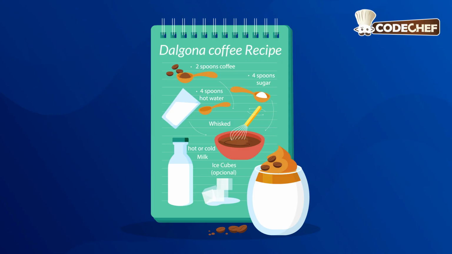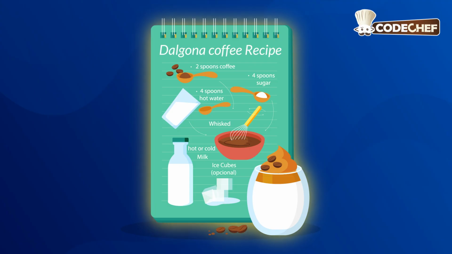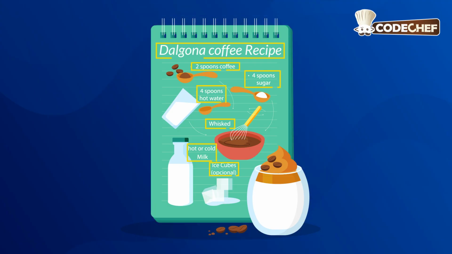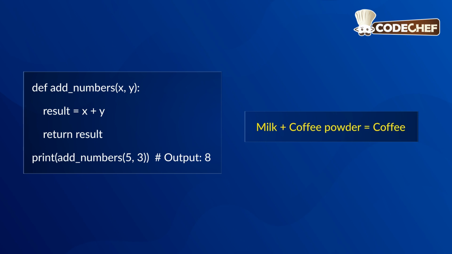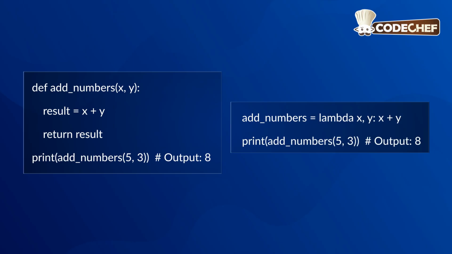The best way to think about a Lambda is by comparing it to a recipe. A regular function is like a full recipe in a cookbook. It has a name, a list of ingredients, and multiple steps to follow. A Lambda is like a quick one-line kitchen hack. It has no name, just a single, simple instruction that gives you an immediate result. You use a quick hack for a tiny task, just like you use a Lambda for a simple calculation.